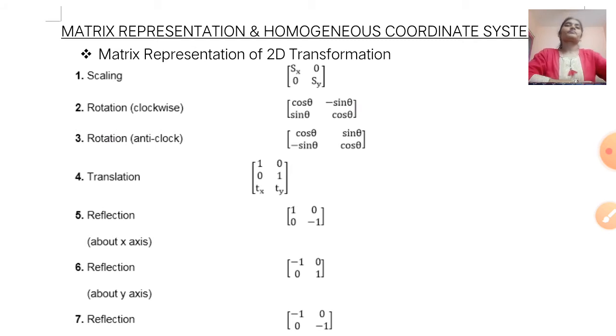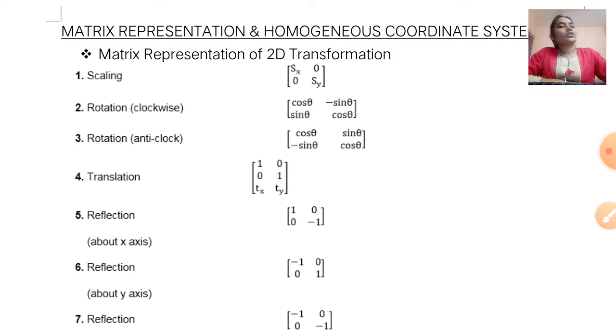Today we discuss matrix representation, homogeneous coordinate system and composite transformation. These two things we will discuss today. First we discuss matrix representation in 2D transformation. In 2D transformation, different types of transformations we will cover.